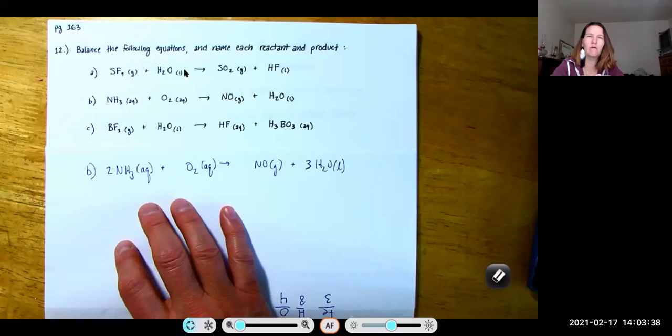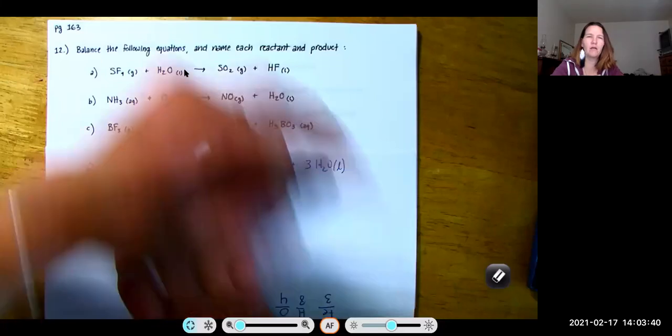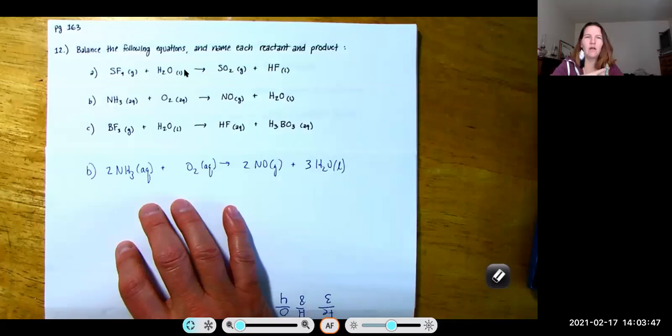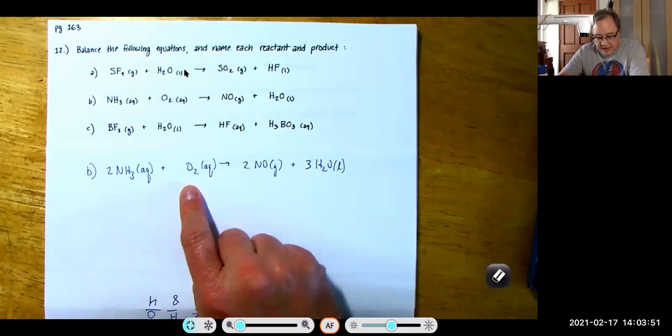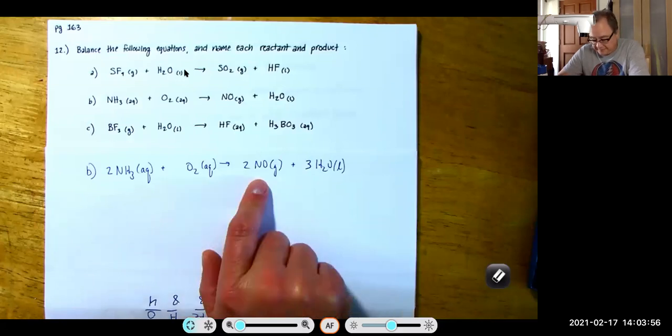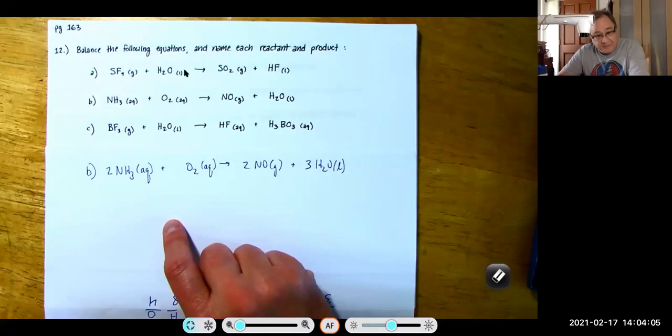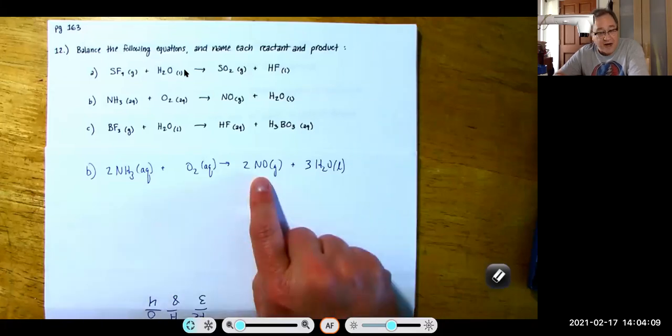So 2 in front of NO on the right. Okay. How many oxygens? On the left, 2. On the right, 3. 5. 2 there and 3 there for 5.